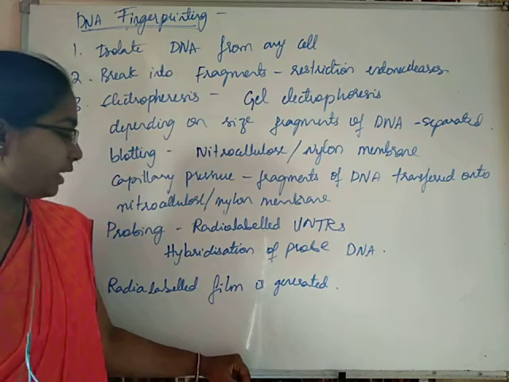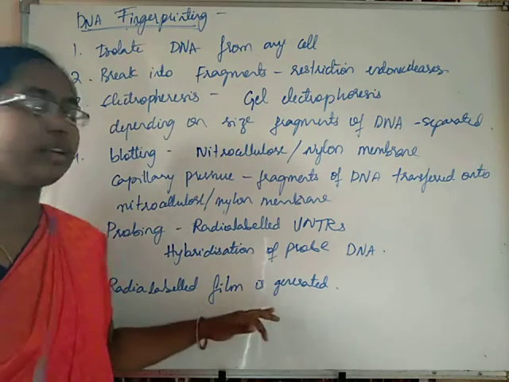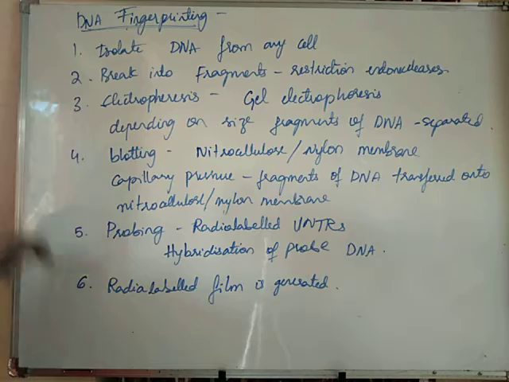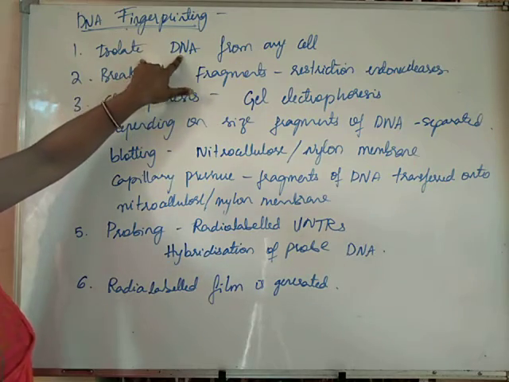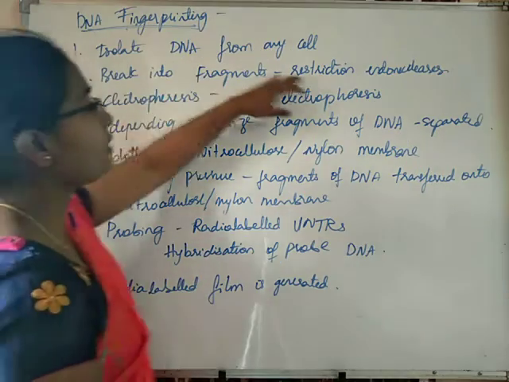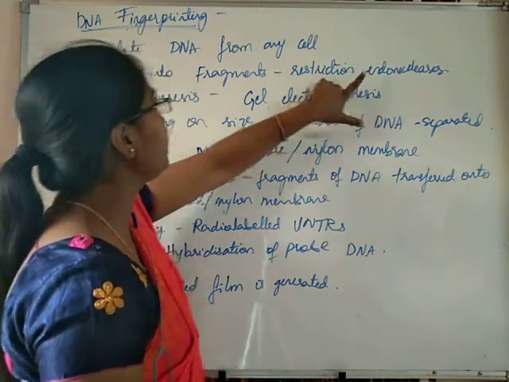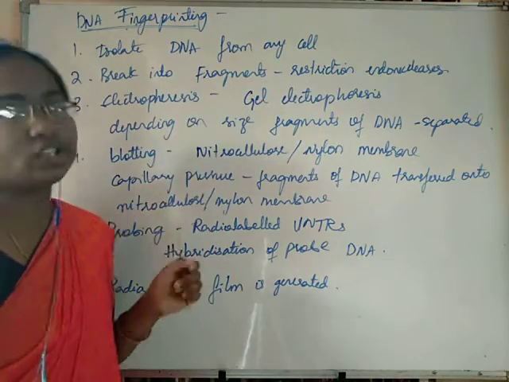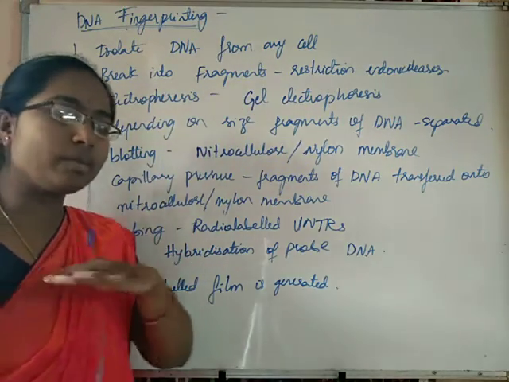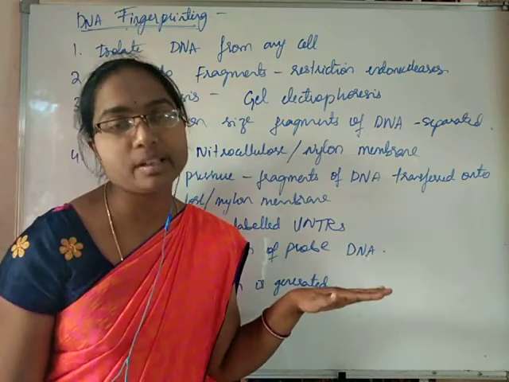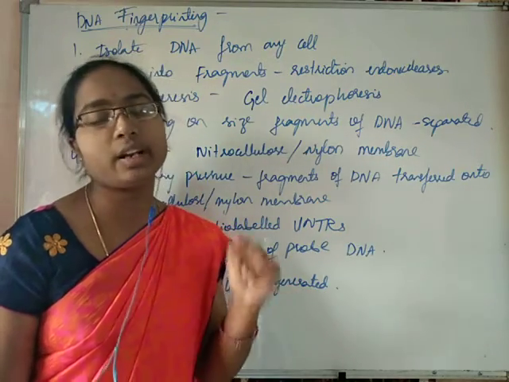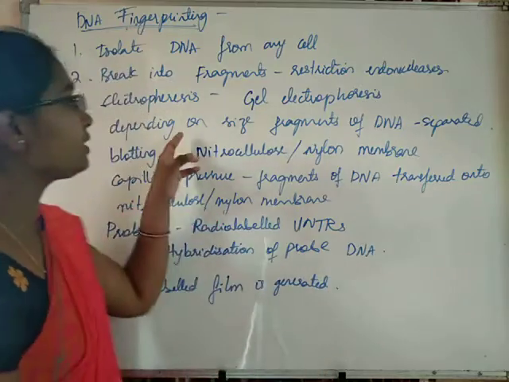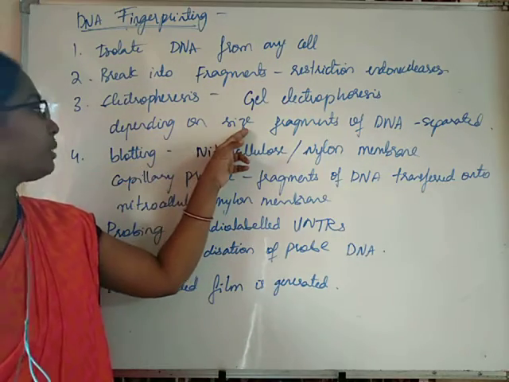In that way we can identify by the radio label film which is generated after DNA fingerprinting. So what did we do here, students? We have isolated the DNA from the cell, broken the DNA into fragments utilizing restriction endonucleases. After that we have performed electrophoresis, that is particularly gel electrophoresis. The DNA fragments are placed onto a gel plate, and onto it electrophoresis is done. That means current is supplied. Based on the sizes the DNA fragments get separated.